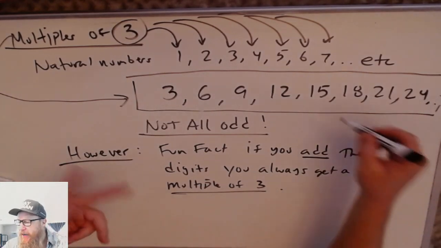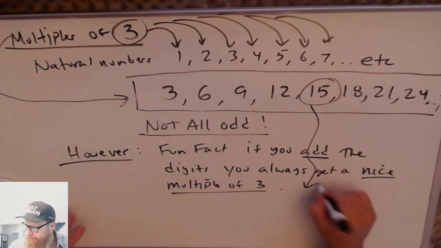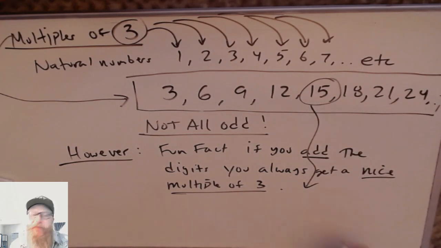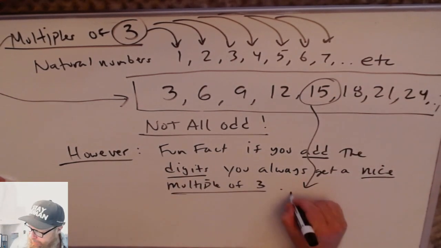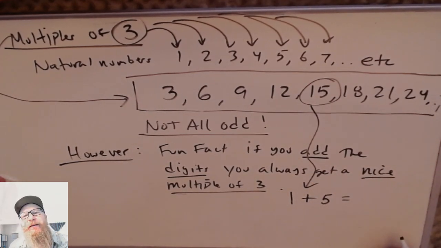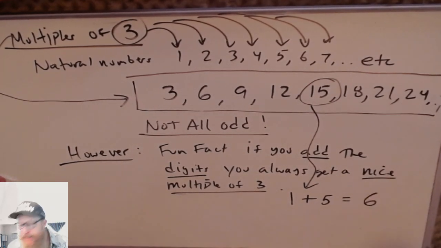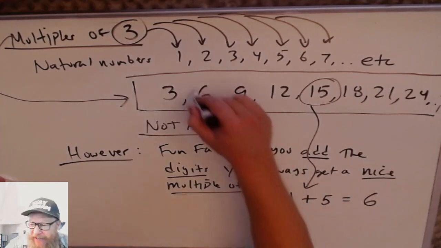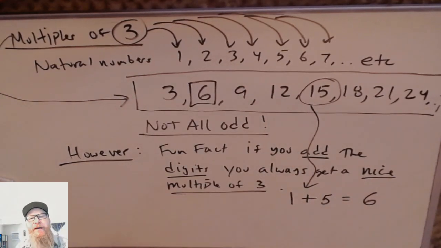So, you take a number like 15, yeah? Is 15 divisible by 3? We'll add the digits, 1 plus 5, right? And you're going to get 6. Yeah? 6 is just another multiple of 3.